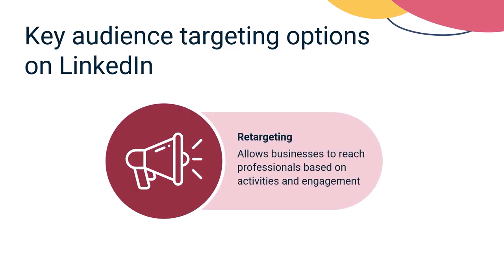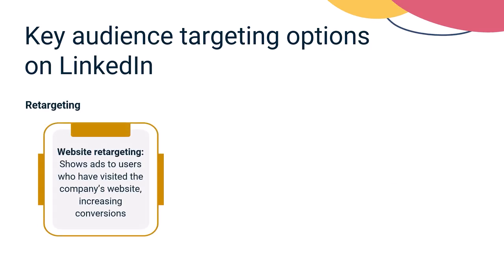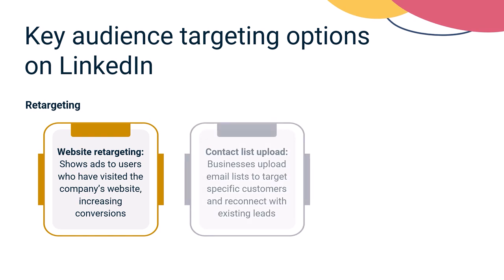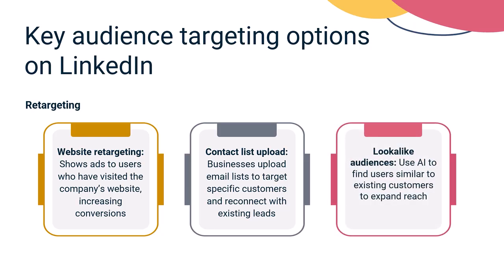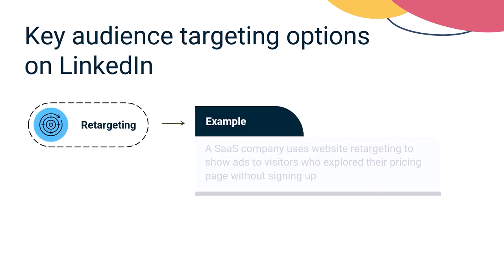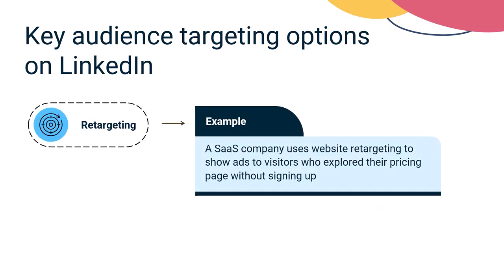Retargeting allows businesses to re-engage users who have previously interacted with their brand. Website retargeting shows ads to LinkedIn users who have visited the company's website, increasing conversions. Using the contact list upload strategy, businesses can upload email lists to target specific customers and reconnect with existing leads and clients. Lookalike audiences use LinkedIn's AI to find users similar to existing customers and expand reach while maintaining high-quality targeting. So, a SaaS company may use website retargeting to show LinkedIn ads to visitors who explored their pricing page but didn't sign up for a demo.